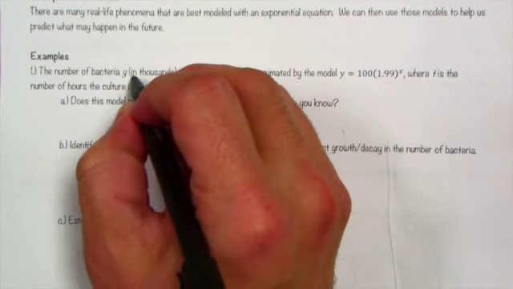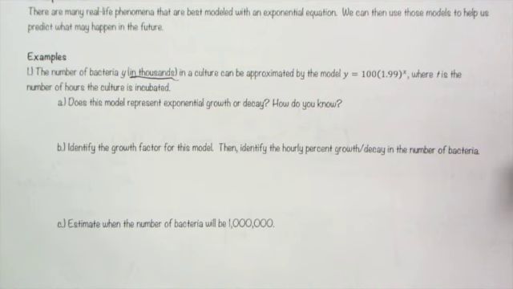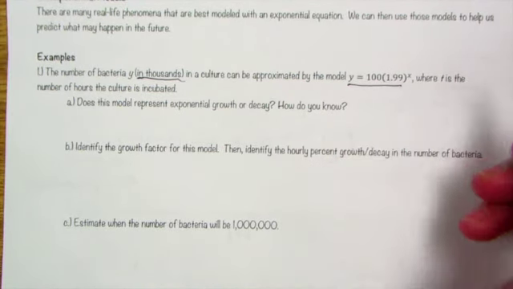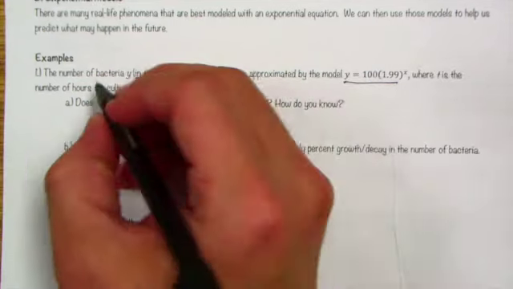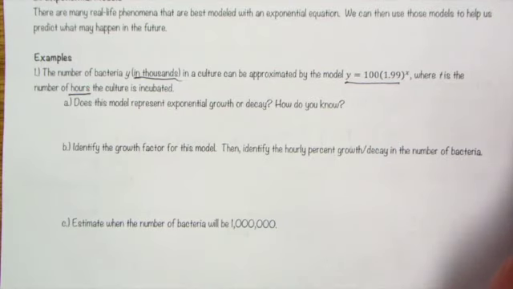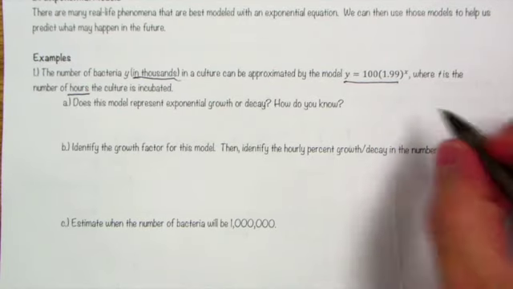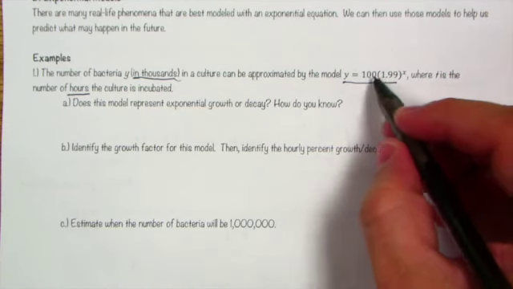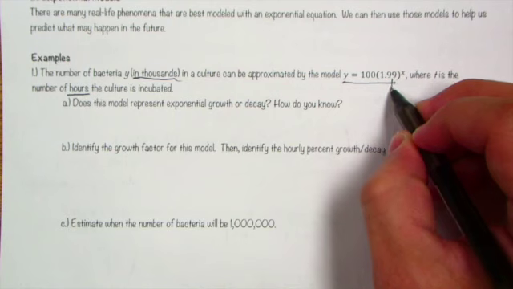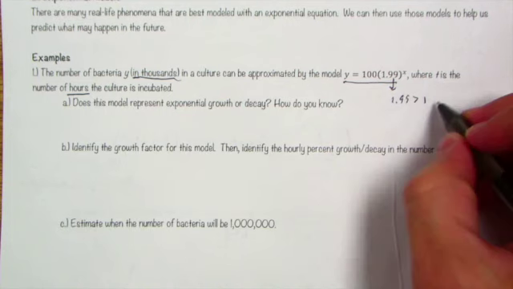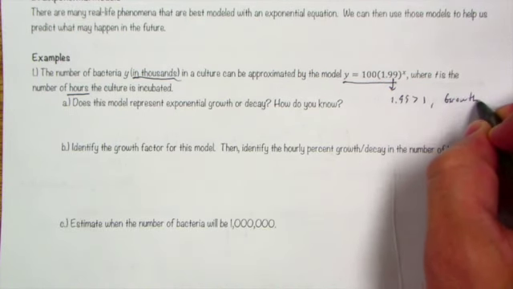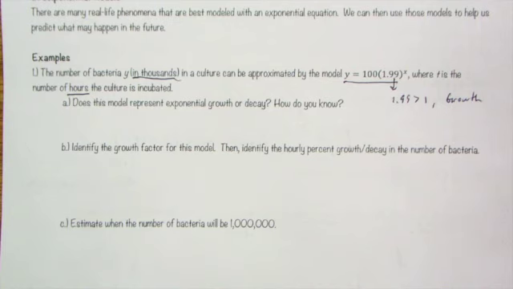First of all, the number of bacteria in thousands, always got to be aware of that, those are our units, in a culture can be approximated by the model y equals 100 times 1.99 to the x power, where t is the number of hours the culture is incubated. Couple things to notice here. Our initial value obviously is 100. That's what the 100 represents. And the 1.99 is greater than 1. So yes, we're going to have growth. And if you know anything about bacteria, you probably already understood that.